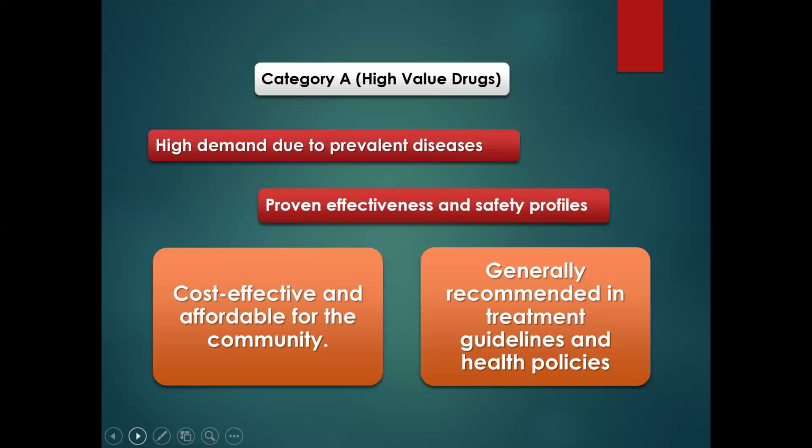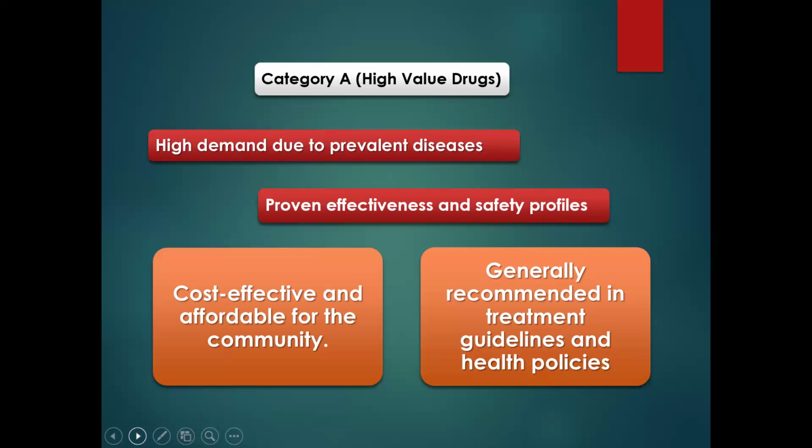So for you to consider a drug high category, it should have high demand due to prevalent diseases. Then another characteristic is that the drug should be proven effective and have a safety profile. ORS is very effective in management of diarrhea, and the safety profile is there. I don't think many persons have reported adverse drug reactions following ORS. Then the drug should also be cost effective. ORS is very cheap and people can afford it.